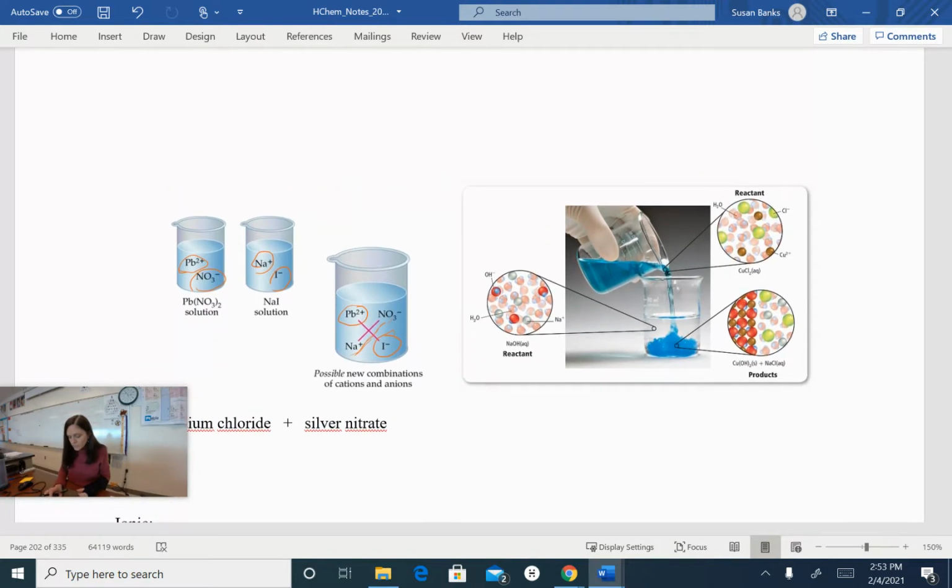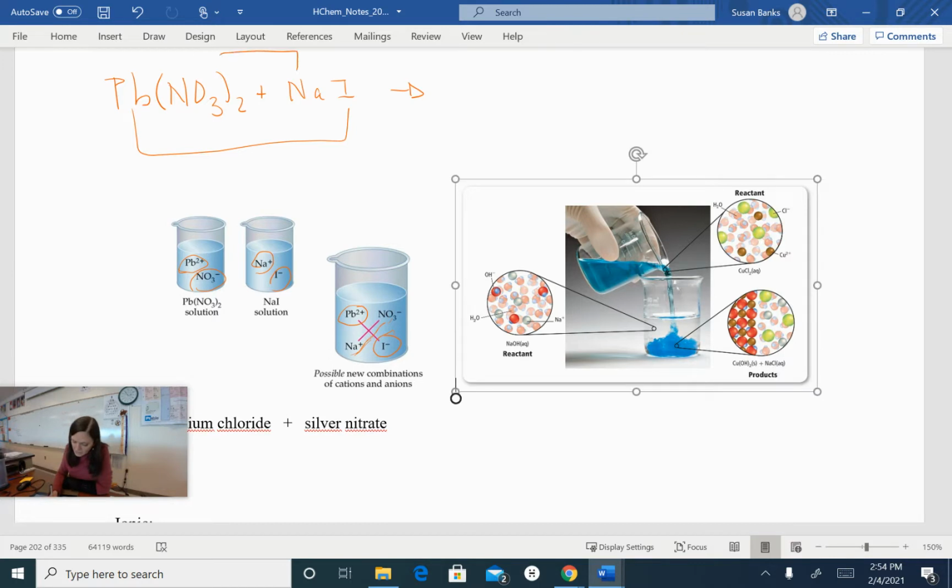okay, we would have the lead 2 nitrate. Let's do our molecular equation first. Lead 2 nitrate reacting with sodium iodide, and we're going to do a double replacement reaction. So remember, double replacement or double displacement, the positive gets together with the other negative, and the second positive gets together with the first negative.